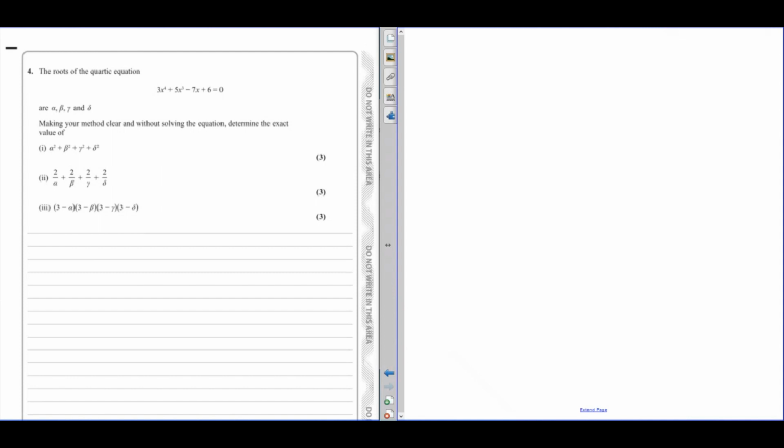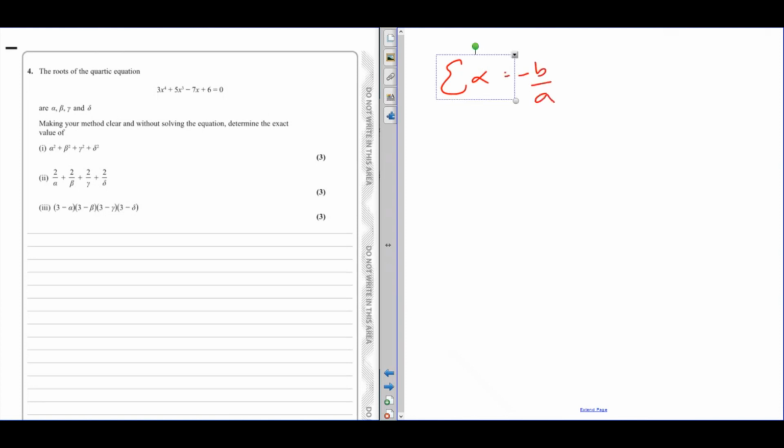So this is question 4 from the Edexcel Core Pure Further 2022 paper. This is a roots of polynomials question, and it asks us to work out various things from this quartic equation. The first thing that you need to notice about this equation is that there is no x squared term in here. So when I'm working out my results, and I'm going to write down all of my results to start off with, I need to remember that there's no x squared term.